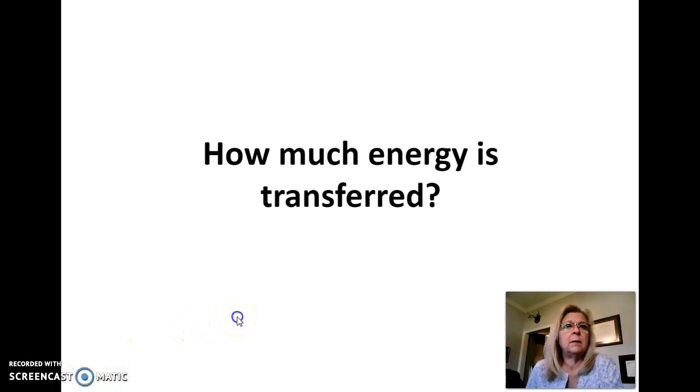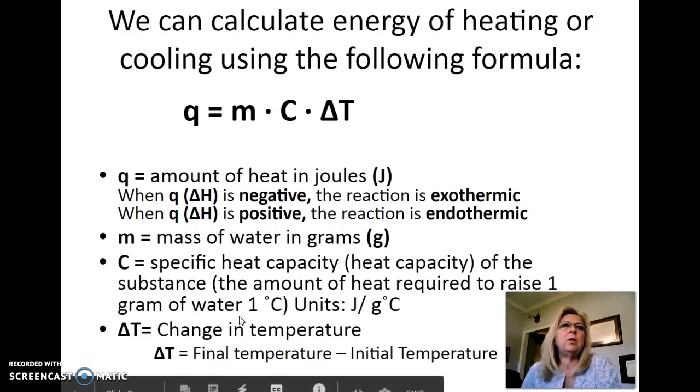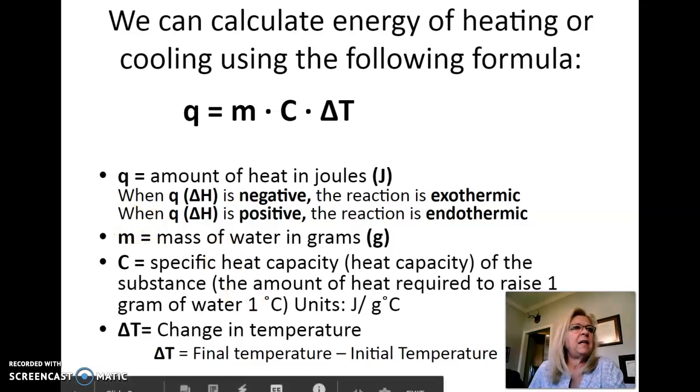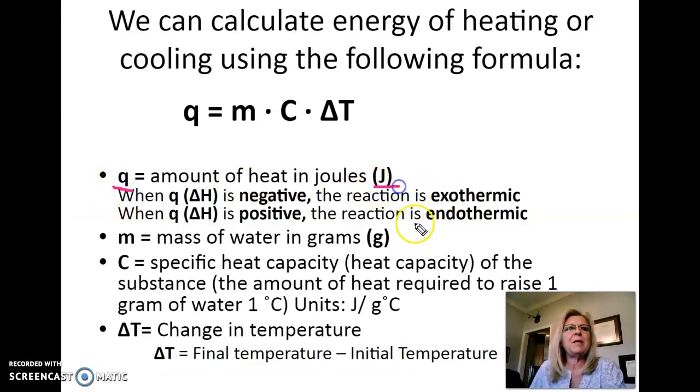So let's get started. Our equation we're going to use is Q equals mc delta T. This is an equation that will be given to you. It is a reference tool, so this is an equation you do not have to memorize, even though you probably will. Let's take things apart here so you can see what each thing is. Q is the amount of heat in joules. So when we're talking about Q, we're talking about joules. That's heat energy. We already talked about if it is negative, then it's exothermic, and if it's positive, it's endothermic.